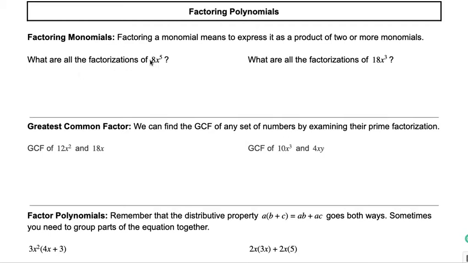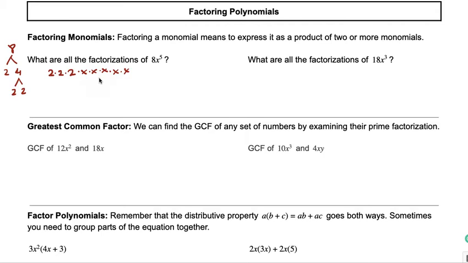So for 8x to the fifth power, for example, do a prime factor tree for your 8. That's going to be 2 times 4, and 2 times 2, so your prime factorization of 8 is 2 times 2 times 2. And then your factorization of x to the fifth power is 5 x's: x times x times x times x times x. So this is your complete factorization of 8x to the fifth power.